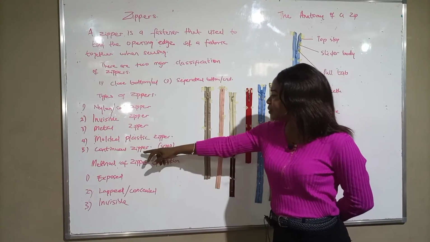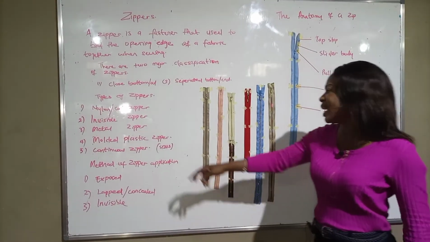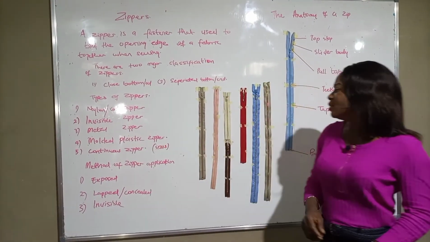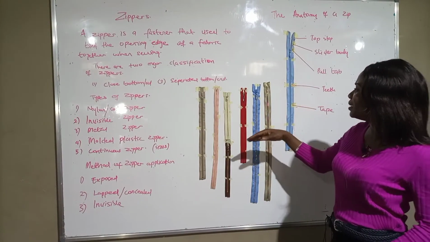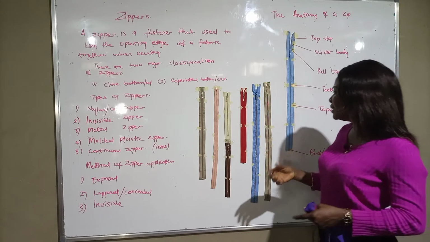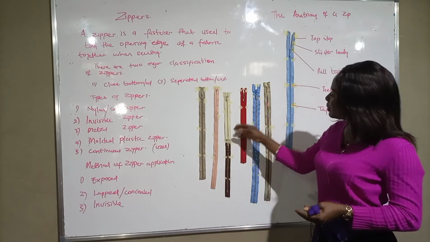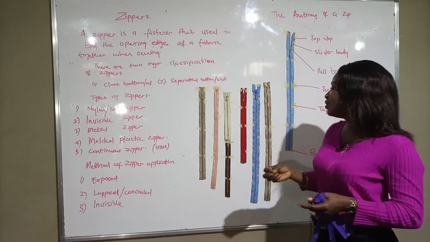Then the other type of zipper are zippers that are continuous zipper. All these other types of zip we are talking about come in various sizes. Like you can have 8 inches, 22 inches. The smaller zip, like 8 inches, is what is actually used for skirts and your trousers.